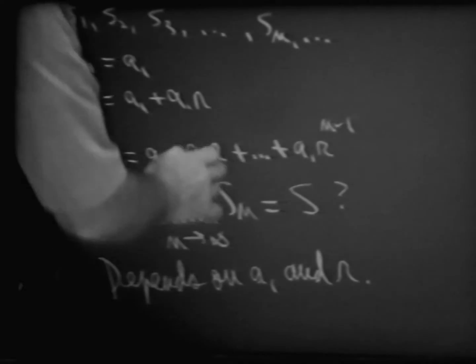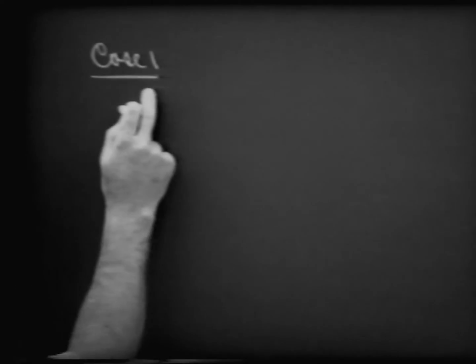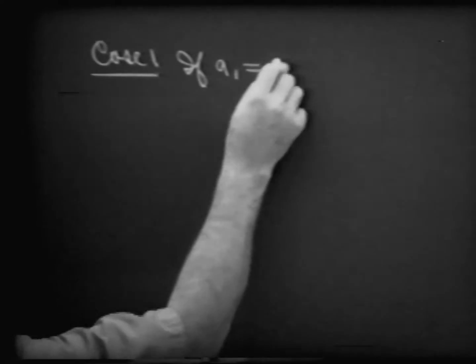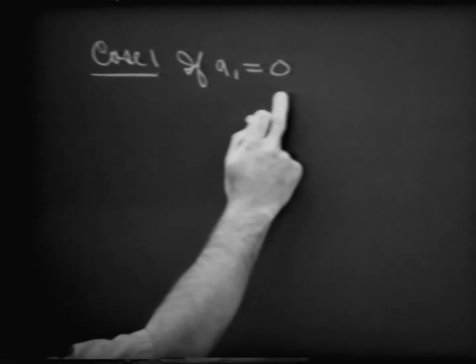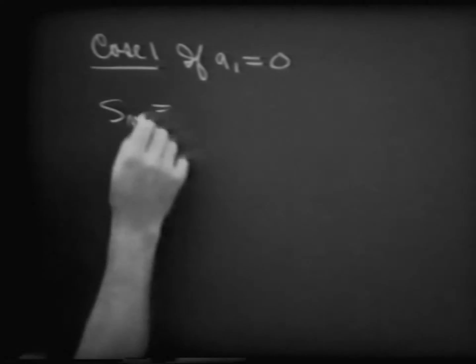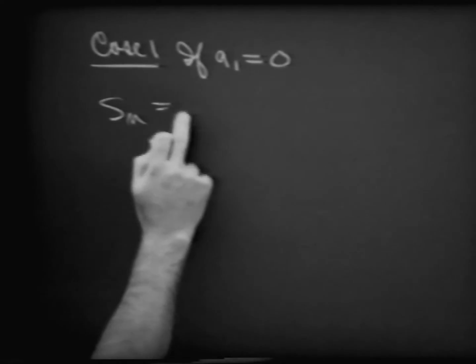So let's come up here and let's talk about case 1. I'll just call this one the first case, in which let's let a sub 1 be equal to 0. Right? And we really don't care too much about r. In that case, then, s sub n is equal to what? The first term is what?